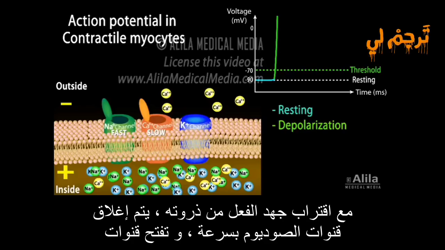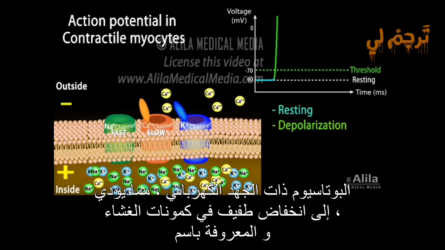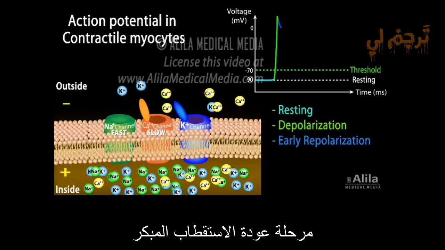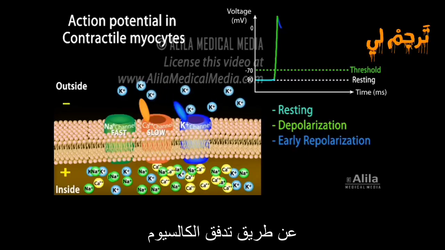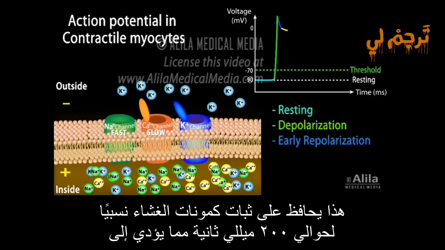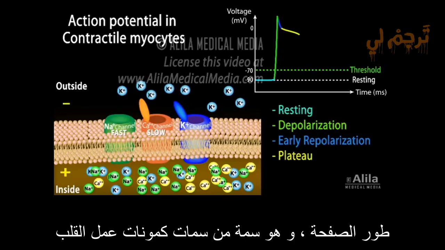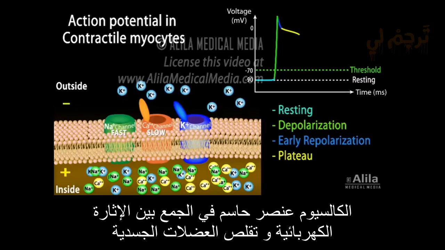As the action potential nears its peak, sodium channels close quickly, voltage-gated potassium channels open, and these result in a small decrease in membrane potential, known as early repolarization phase. The calcium channels, however, remain open, and the potassium efflux is eventually balanced by the calcium influx. This keeps the membrane potential relatively stable for about 200 milliseconds, resulting in the plateau phase, characteristic of cardiac action potentials. Calcium is crucial in coupling electrical excitation to physical muscle contraction.